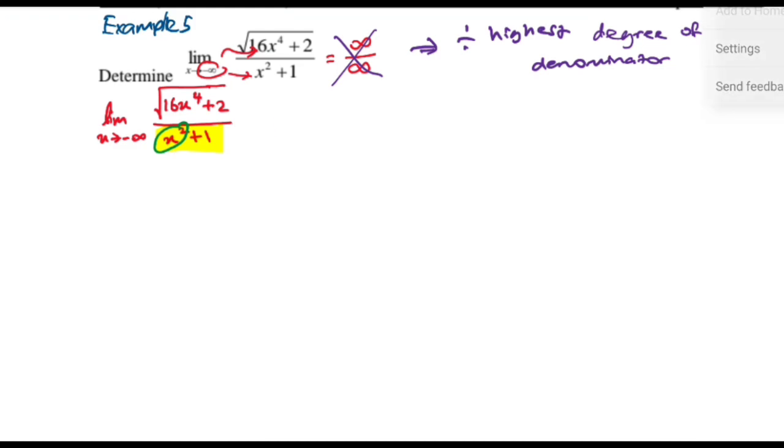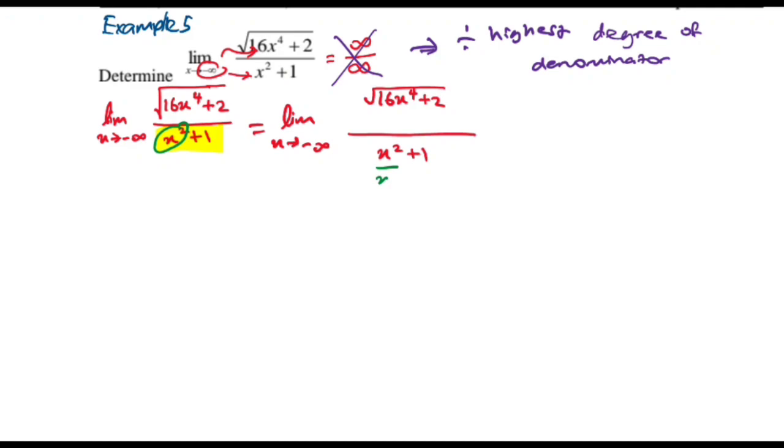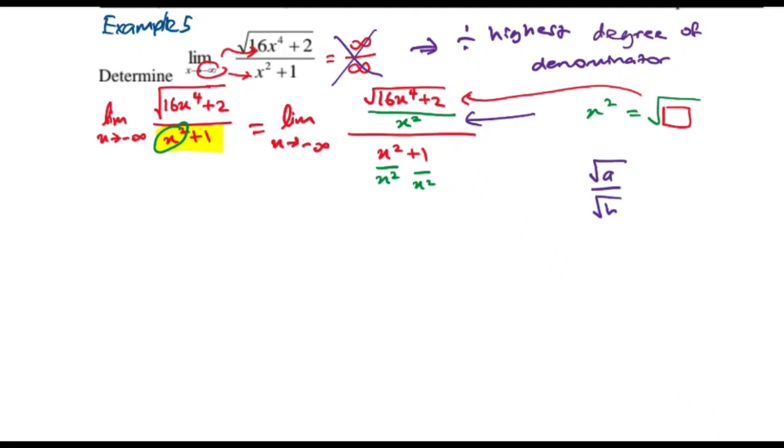At the denominator, you can divide each of the terms with x power 2. But at the numerator, this is a square root. So you cannot divide each of the terms with x power 2 unless you change x power 2 to be a square root of something, so that we can insert that value of something into that big square root, to apply the property of square root of a over square root of b is equal to square root of a over b. Now, how to find the value of something?